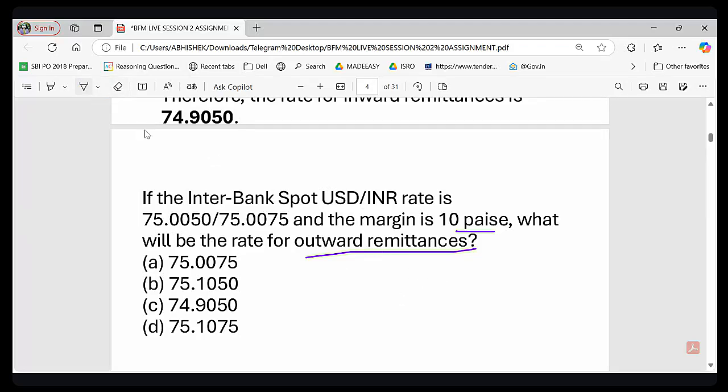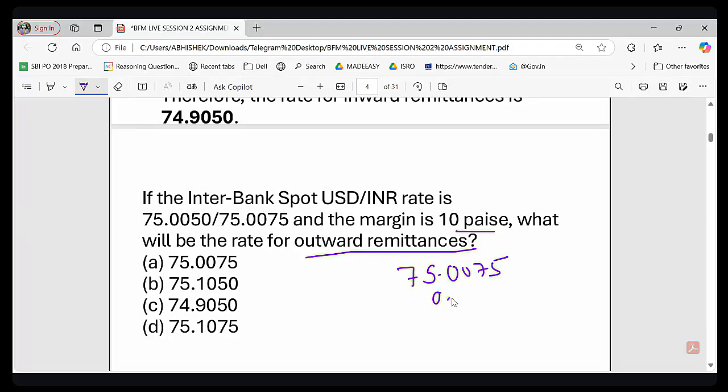As you can see it here, the selling rate is 75.0075 and we add a margin of 10 paisa, which is 0.10. So do the addition, take a moment to calculate this and share your answer in the chat. Let's see who is quick with their math. What do you think you will get after addition?